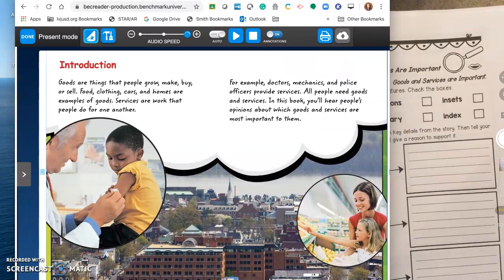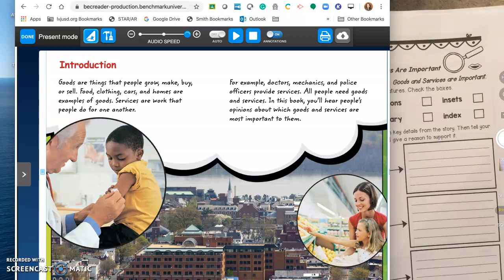Introduction. Goods are things that people grow, make, buy, or sell. Food, clothing, cars, and homes are examples of goods. Services are work that people do for one another. For example, doctors, mechanics, and police officers provide services. All people need goods and services. In this book, you'll hear people's opinions about which goods and services are most important to them.